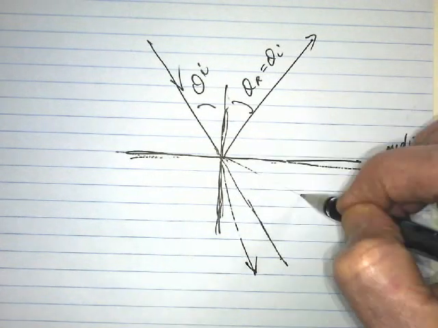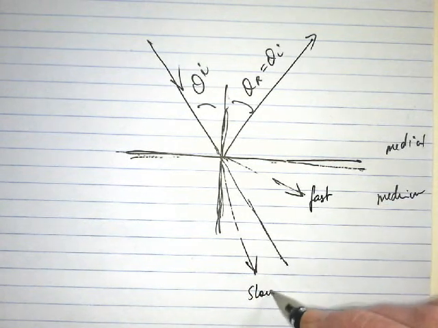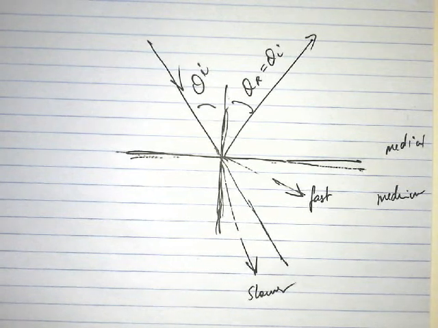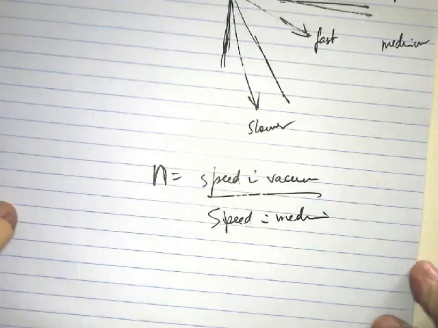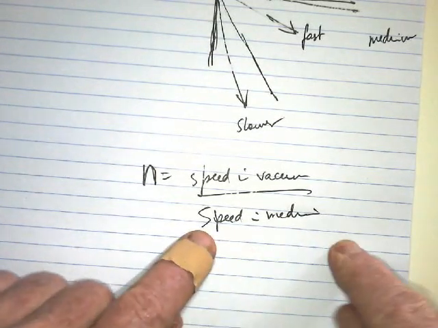So this is faster and this is slower, and then when you define the refractive index, n, which is our way of dealing with changes in the medium, the refractive index is the speed in a vacuum divided by the speed in the medium. So when you go into a new medium, you always slow down, relative to a vacuum. So this number will always be less than that number, so everything should have a refractive index greater than 1.